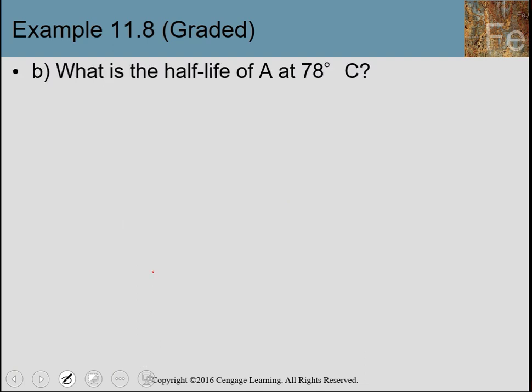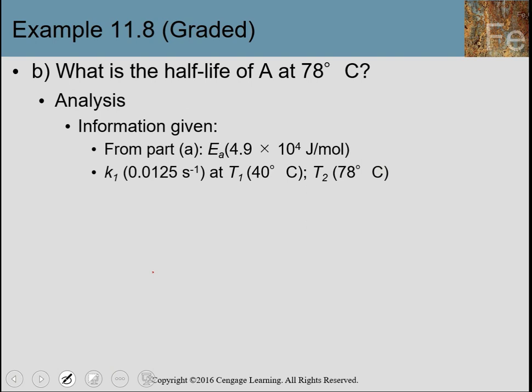Second thing, what's the half-life? But wait, we have information at 15, information at 25, information at 40, but now they're asking for the half-life at 78 degrees. So since we know that our half-life equation for a first order reaction is dependent on K, we need to know what K is. So we know our K at 40 degrees. We don't know our K at 78 degrees.